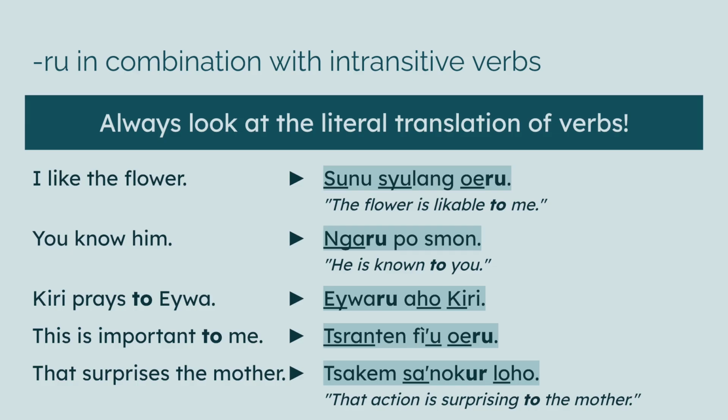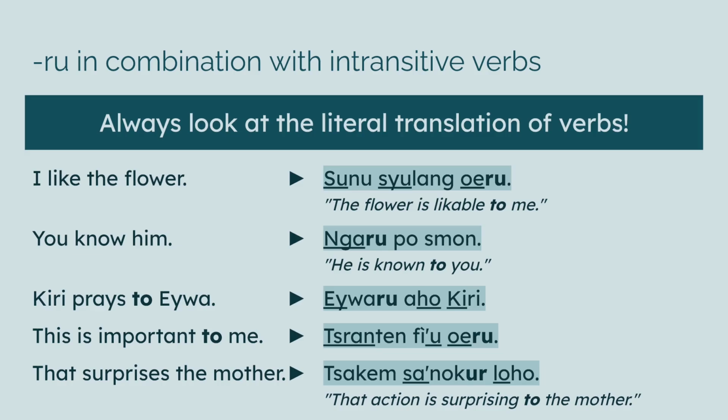Tsakem satnokur loho. By the way, there is no underline in tsakem because tsakem can be said either tsakem or tsakem. So it doesn't matter where you stress it there. The stress can be on both syllables. That's why there is no underline. And yeah, loho means to be surprising, not to surprise. So again, we are saying tsakem loho, the action is surprising, and then we have to add to whom is it surprising? To the mother, so the mother, the satnok, gets the ru ending.